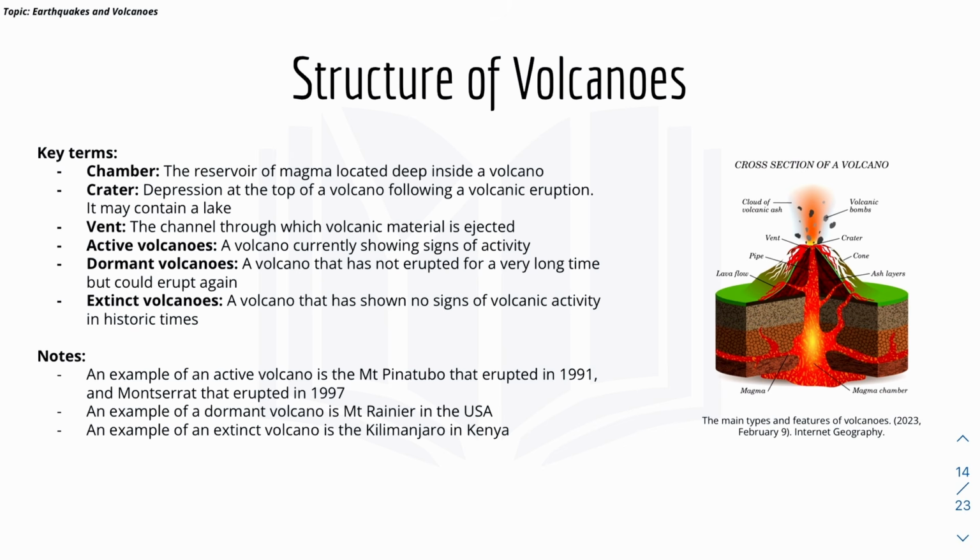And then here we have the difference between an active volcano, dormant volcano, and extinct volcano. So active is where the volcano is still erupting or shows sign of erupting. Dormant is where the volcano hasn't erupted for a very long time, but doesn't mean that it won't erupt again. Whereas extinct volcano just means that the volcano has not shown signs of volcanic activity in historic times. And here are examples of the different active, dormant, and extinct volcano.